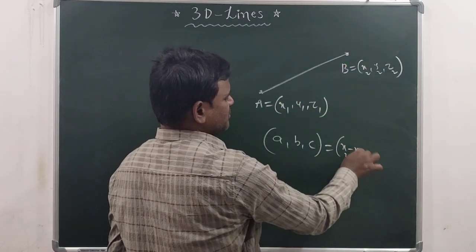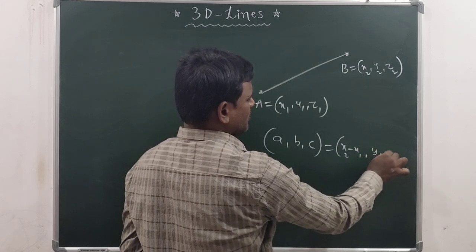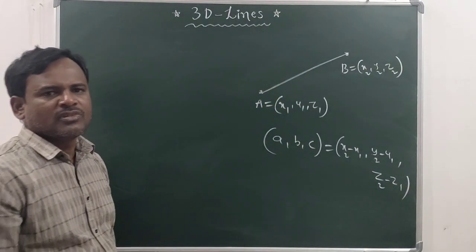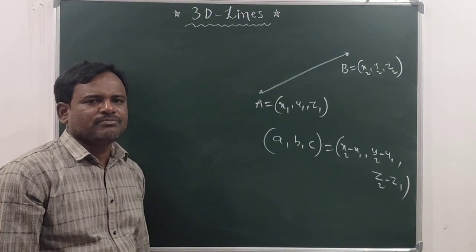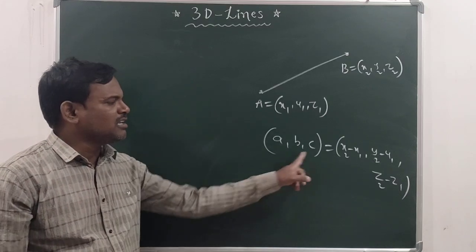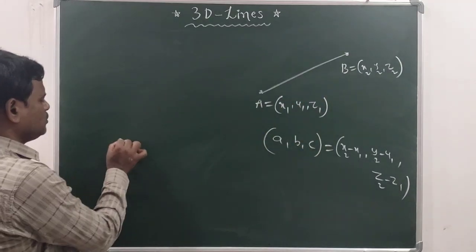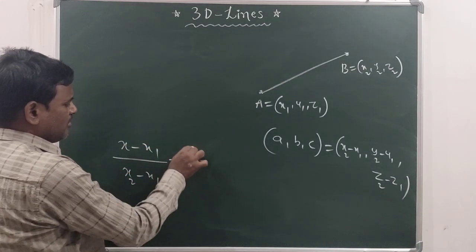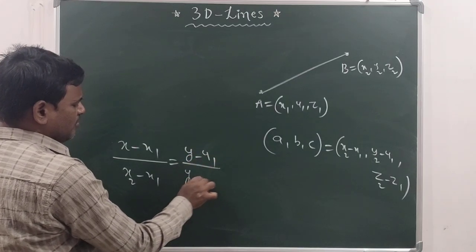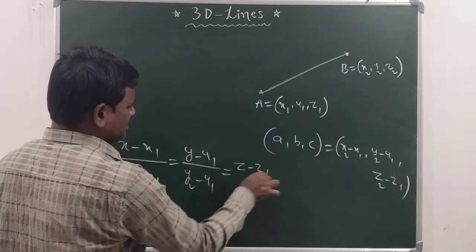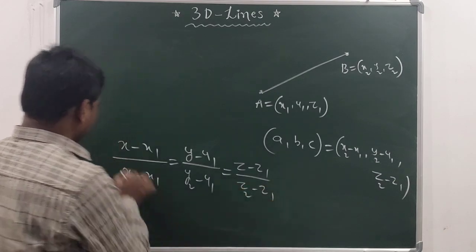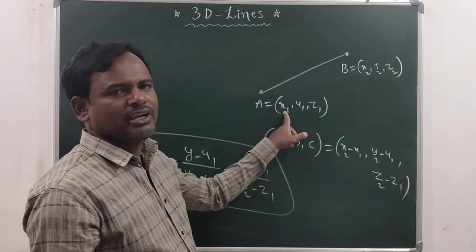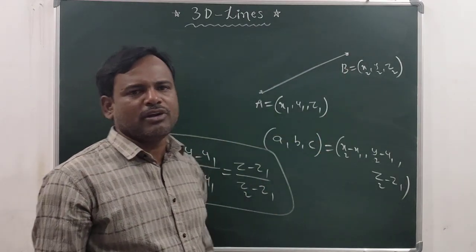So x2 minus x1 comma y2 minus y1 comma z2 minus z1. You read this in the DCs and DRs chapter. Okay, students, I got the direction cosines of this line and substitute in that, so that you will get that line equation: (x minus x1) by (x2 minus x1), (y minus y1) by (y2 minus y1), (z minus z1) by (z2 minus z1). So this is the equation of a 3D line passing through x1 comma y1 comma z1 and x2 comma y2 comma z2.